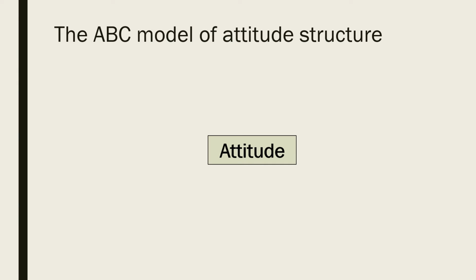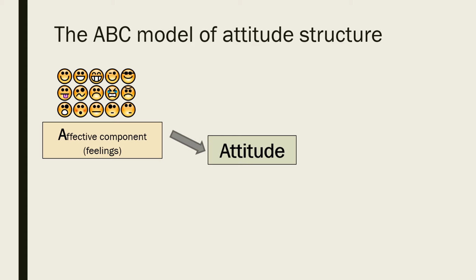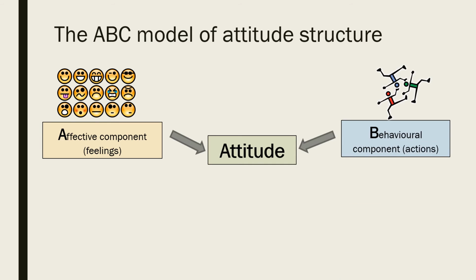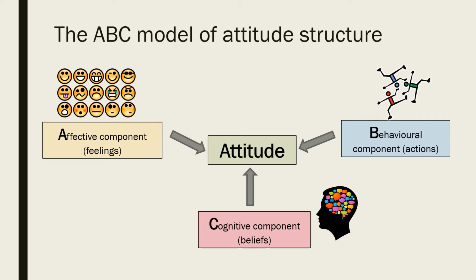Let's quickly define the ABC or tripartite model of attitude structure before we apply it to prejudice, discrimination, and stereotyping. I'm only going to briefly define the model here. For more detail on the ABC model, watch my video on attitude structure linked in the comments below. As the name suggests, this model considers attitudes to consist of three components. The affective component is the emotional, feeling part of the attitude. The behavioural component refers to the actions we do in response to the attitude object. And lastly, the cognitive component refers to the beliefs and ideas we have about the attitude object.